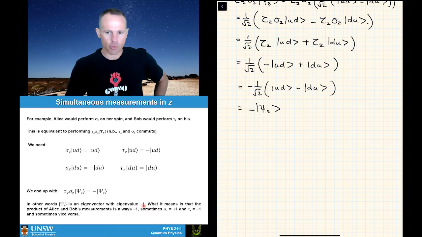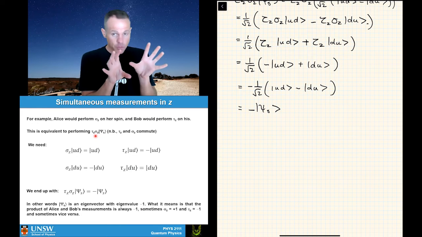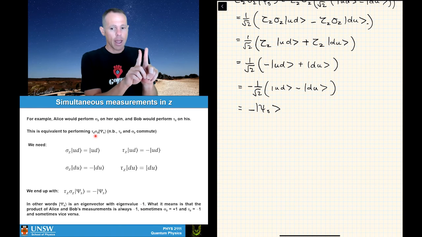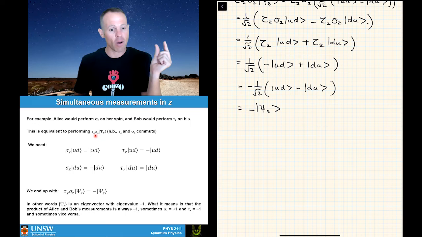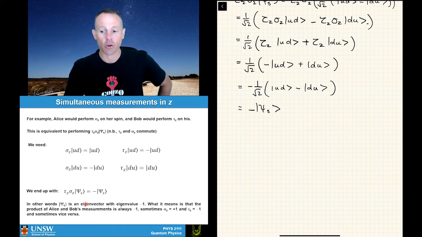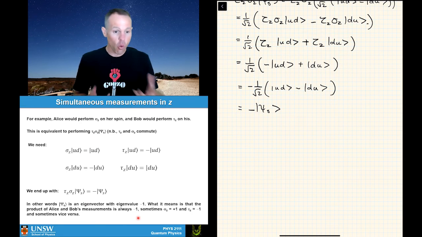Here, what we're doing is really just taking with these two operators the equivalent of that product measurement, and the fact that the eigenvalue there is -1 is just telling us that that measurement of +1 and -1 is always correlated, and so the product of Alice and Bob's measurements is always -1.